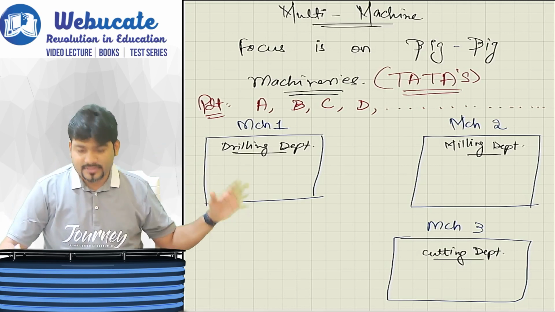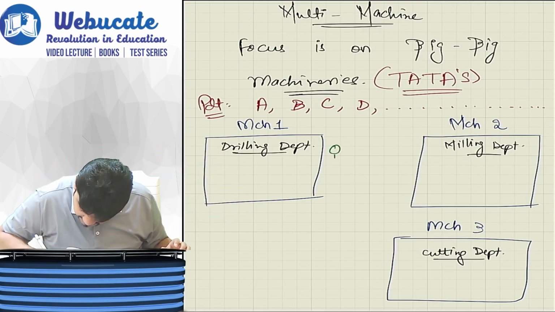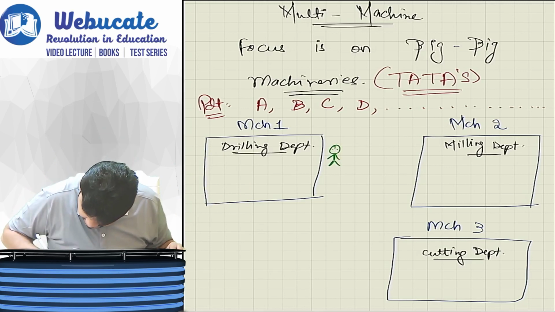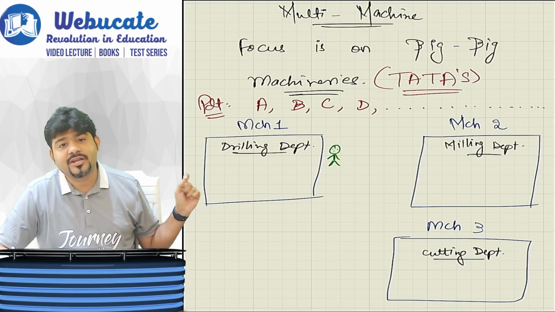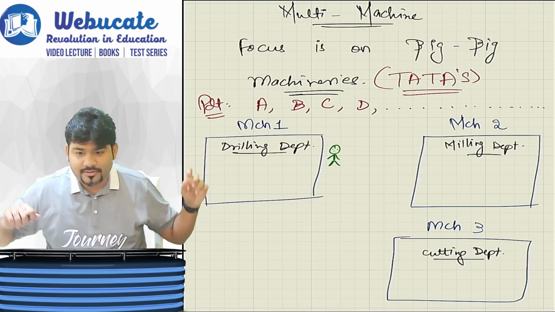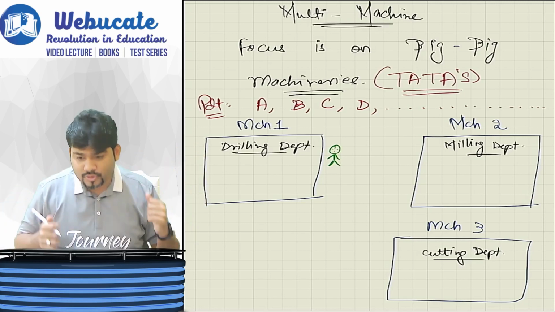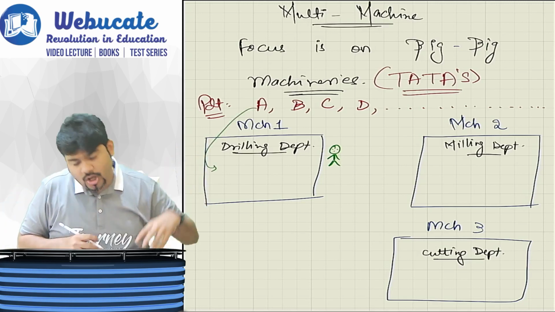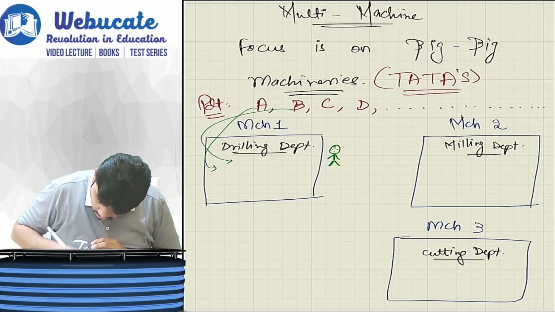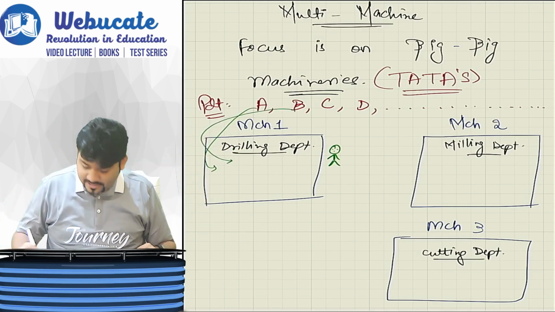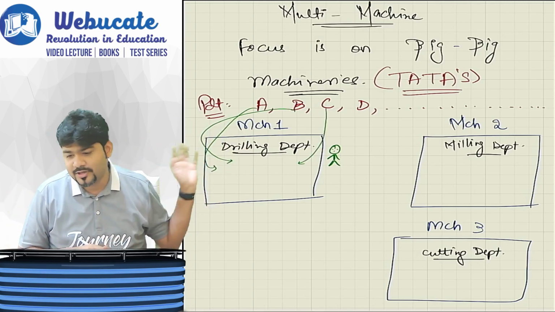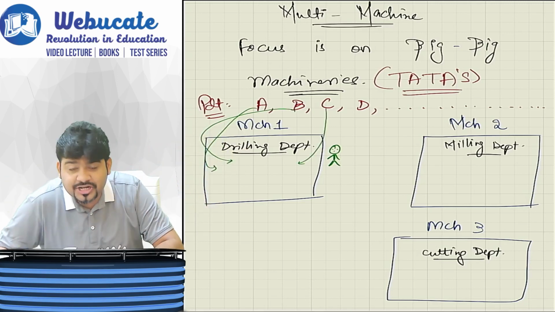Drill. That's it. There will be one operator in charge of this drilling department, and he has only one job, and that is to drill. Product A will come to him, and all the drilling work of product A will be done here. Then product B will come to him, and all its drilling work will be done here. Then product C will come, and we'll do all its drilling here. Then it will go to machine 2.